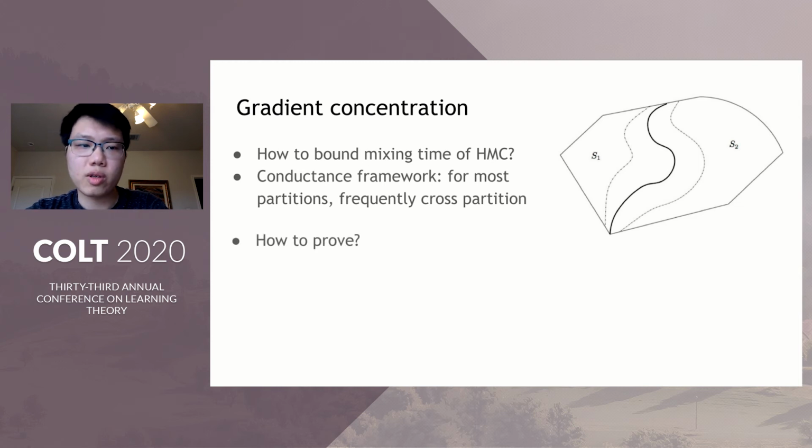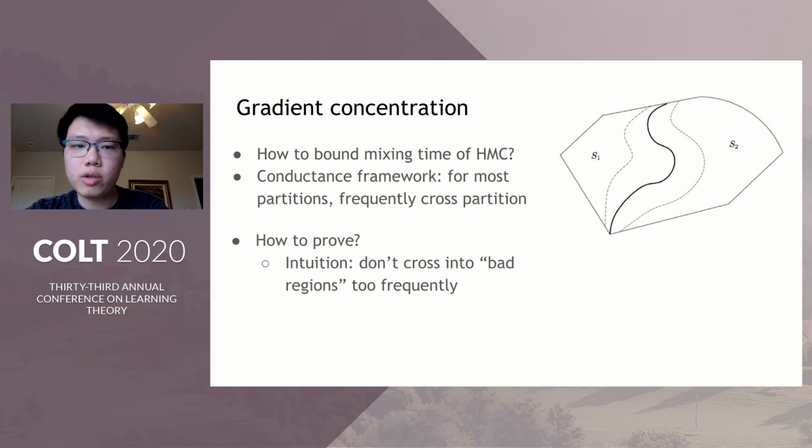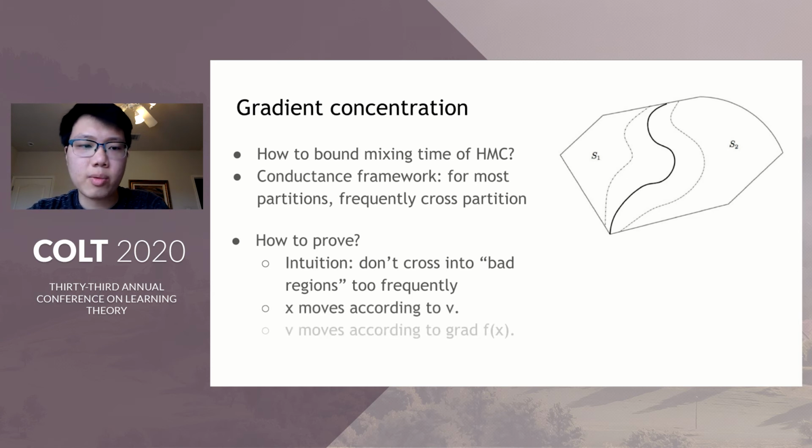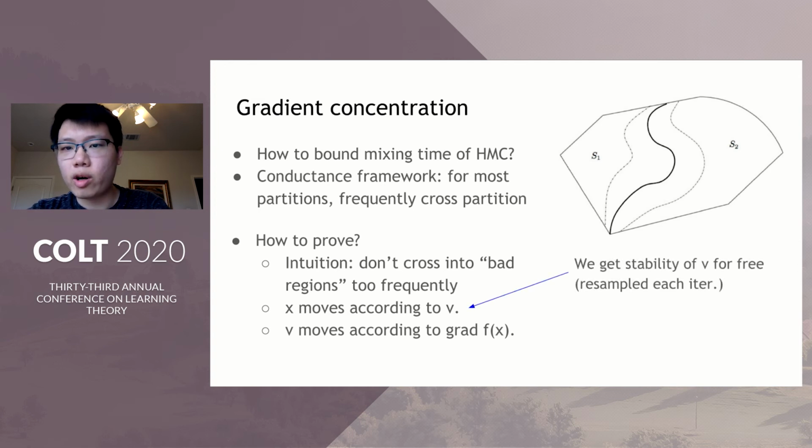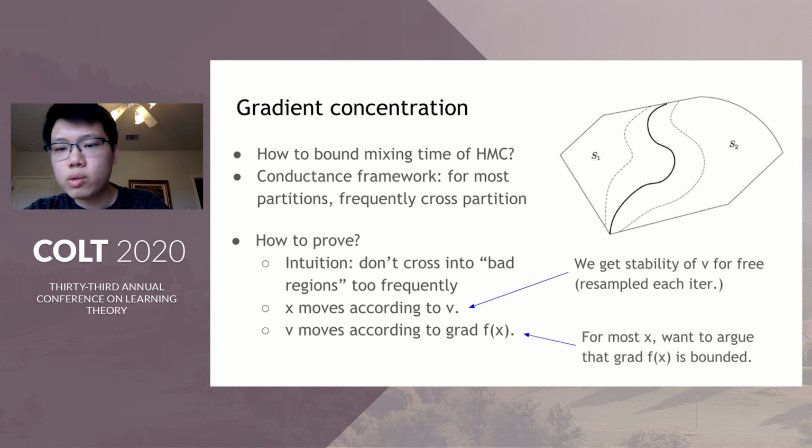And how would you prove such a thing? So recall again that the intuition is that you don't want to cross into these far off regions too frequently, because that's where it's likely to get stuck. And the point is that in our procedure, x moves according to v, and v moves according to the gradient of f of x. Now we get stability of v for free in our algorithm, because v is resampled every iteration. However, you also want to show that for most x, the gradient of f of x is relatively stable. And this is where gradient concentration comes into play.